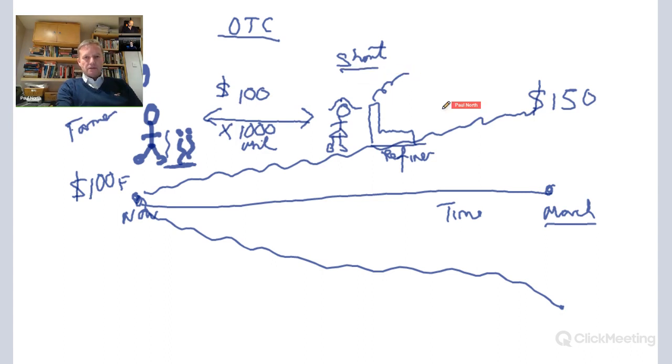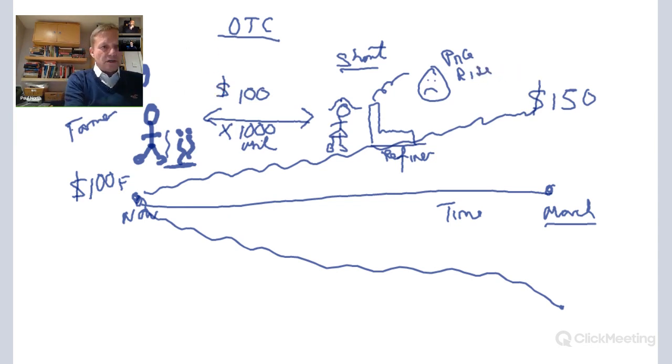Now, the short wanted to lock in a forward purchase price because they were worried about prices rising over time. The farmer, by contrast, would be worried, wouldn't he, about prices falling.